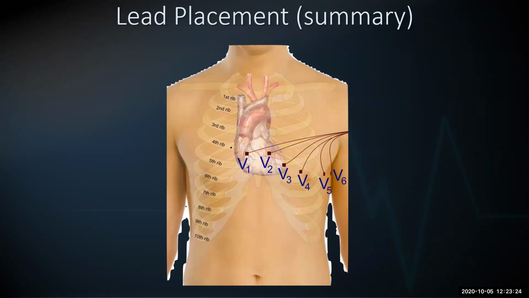But you can see that V1 and 2 are at that fourth intercostal space, 2 spaces below the angle of Louis, which is right around here. And I said V6 was at the axillary region, and then 3 through 5 are kind of anywhere between.